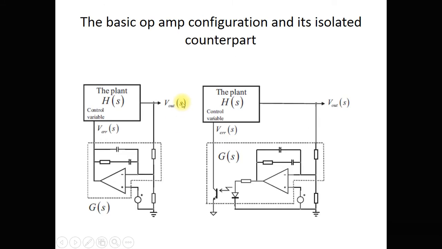So the basic op-amp configuration and its isolated counterpart are something like this. Whenever we require isolation, you have an optical isolator over here, or an opto isolator, and this can be given. Please remember that in case of isolated power converters, we have to have different grounds. All right. So this is actually the output side, and this is the input side, the other side of the transformer.